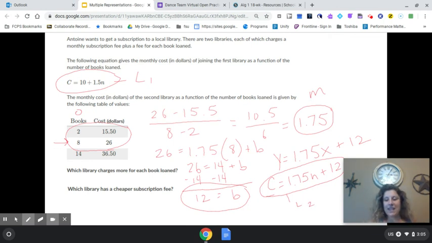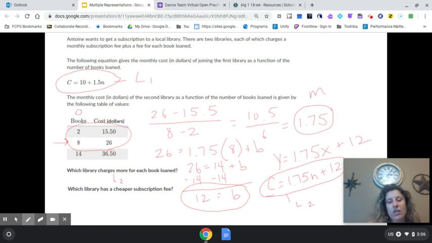Okay, to answer the questions, which library charges more for each book loaned? For each book, that's talking about the slope. So we see library 1 charges $1.50 for each book, whereas library 2 charges $1.75 for each book. So library 2 charges more per book. So library 2.